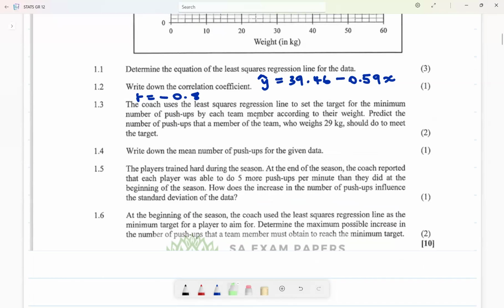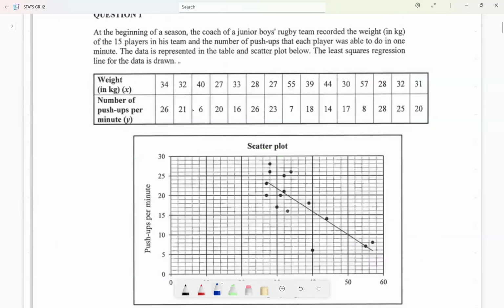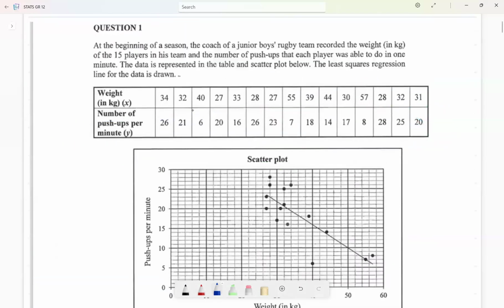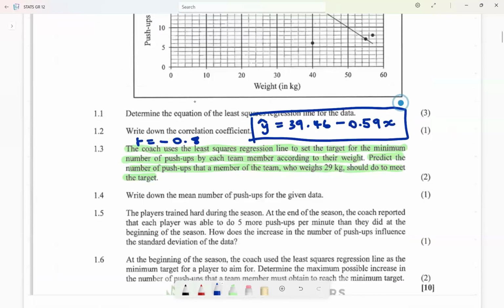They say the coach uses the least square regression line to set the target for the minimum number of push-ups by each team member according to their weight. Predict the number of push-ups that a member of the team who weighs 28 kilograms should do to meet the target. Basically, they are saying we're going to be using this equation, the least square regression line, to find the number. Remember the y, it is the number of push-ups that you do. So we will be using this equation to see, if you weigh this much, how many push-ups you are supposed to do.